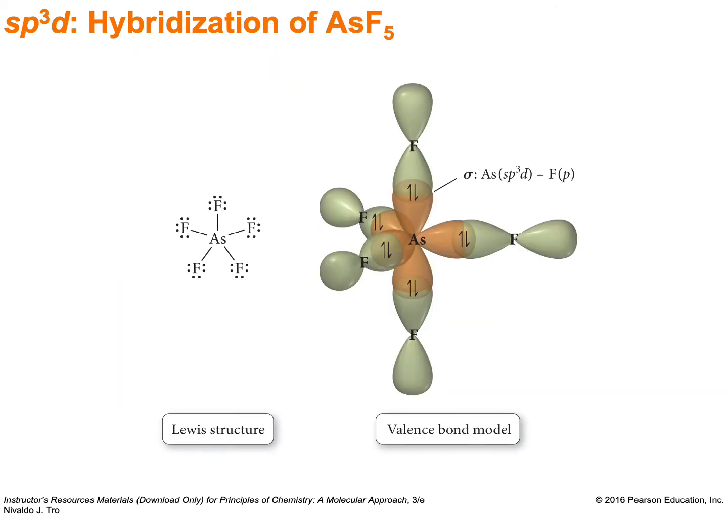And this is an example of sp3d hybridization of arsenic pentafluoride, where you have 5 electron areas around the central atom. You form hybridized orbitals, sp3d, 5 of them, that form sigma bonds between the arsenic and each of the 5 different fluorine atoms. The Lewis structure is shown on the left, the valence bond model shown on the right, showing equal sigma bonds between the 5 As-F bonds.